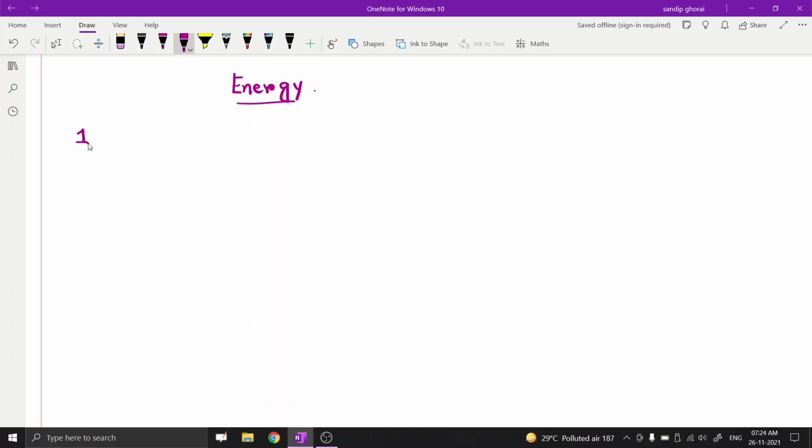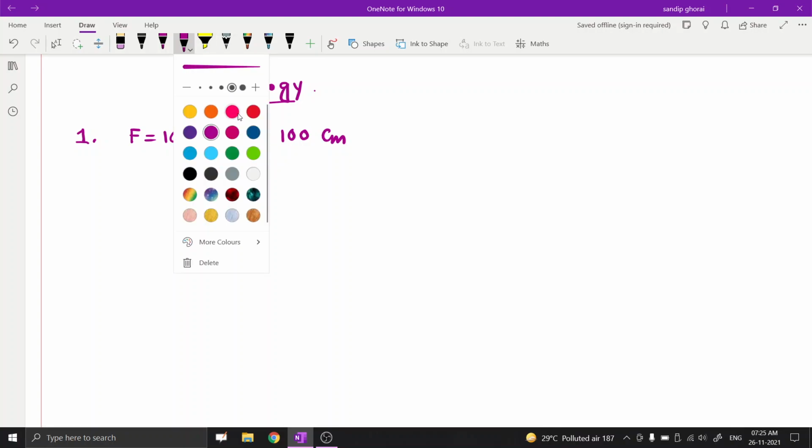The first question is, suppose a force of 10 Newton is applied and the body is moved through a distance s equal to, suppose, 100 centimeter in the direction of force. Now the question is, what is the value of work done? Simply, how do we find out?